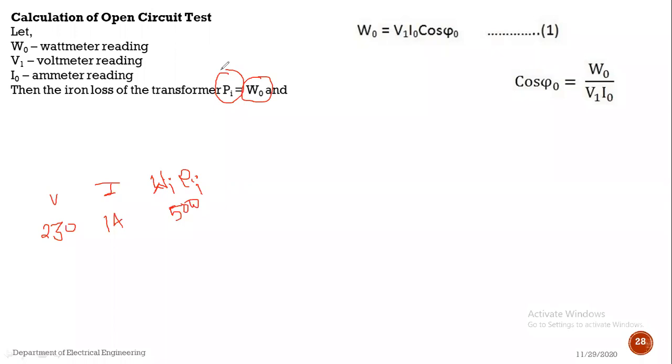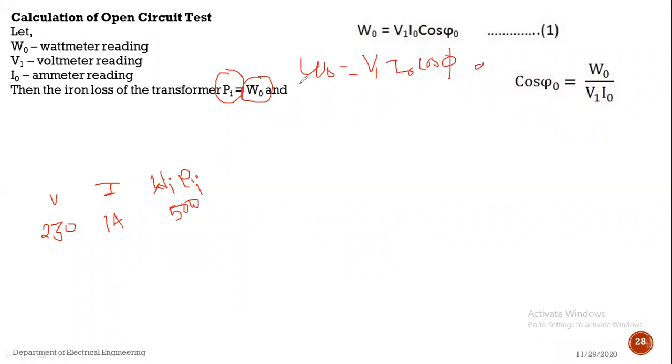So to overcome the no load losses, so there are no load losses is nothing but iron loss and copper loss. So जेवढी power घेतलेली आहे तेवढे no load losses असतील. So PI is equals to W0. And do you know that formula for W0 is equals to V1 I0 cos of phi 0.